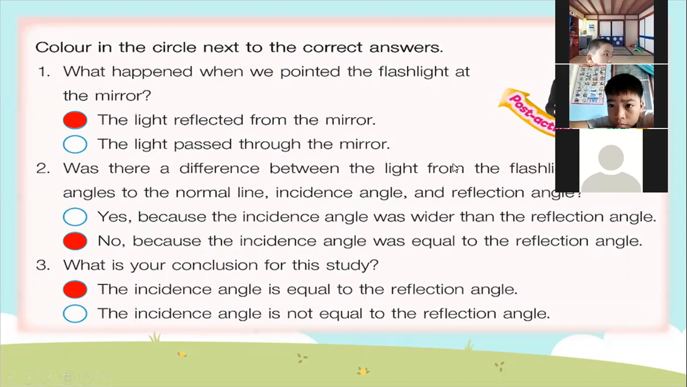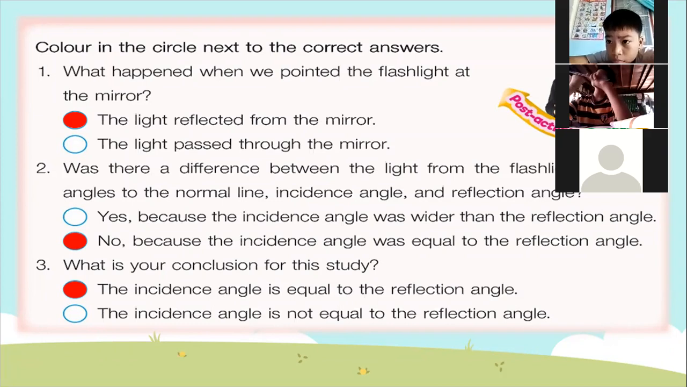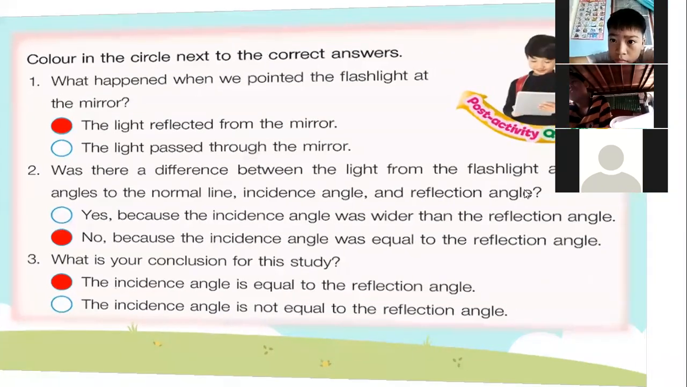Okay, so what do we learn here, students? Number 1, the light reflected from the mirror at the same angle. That means the incidence angle is equal to the reflection angle. Both times we changed the place of the light source, they were equal. The incidence angle and reflection angle were both equal.